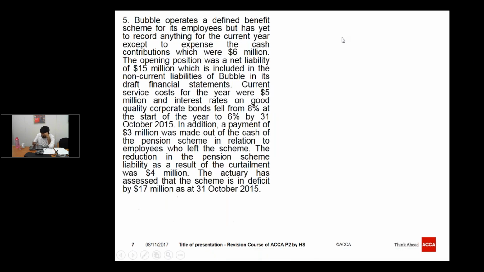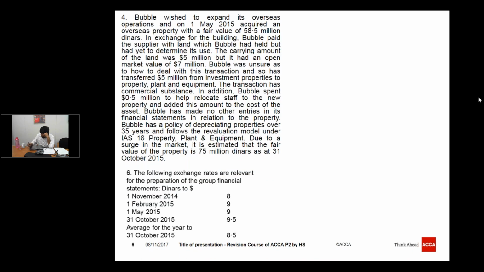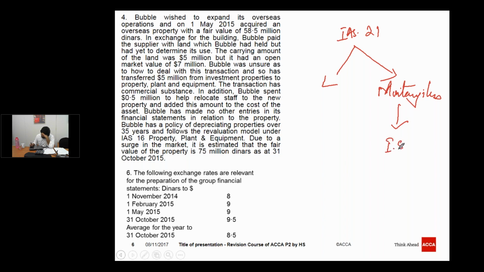Actually, according to IAS 21, the exchange gain or loss on the monetary items should be recognized in the income statement. For a balance sheet question, it would go in the retained earnings.